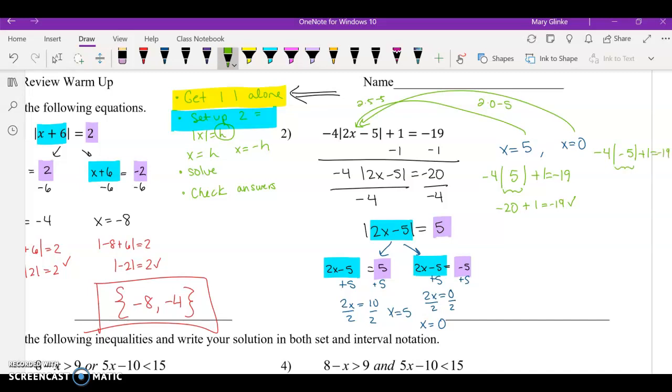When we take the absolute value of -5 and multiply that by -4, we end up with -20. So we once again get a true statement. So both of those values end up working. So our solution set for this one is 0 and 5.